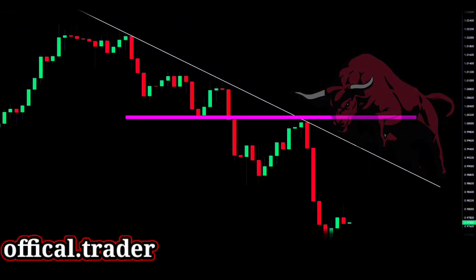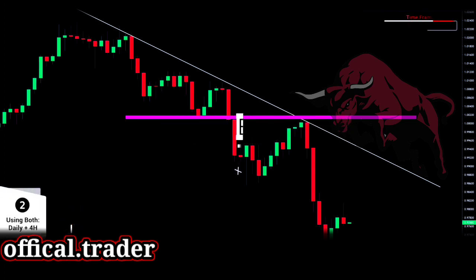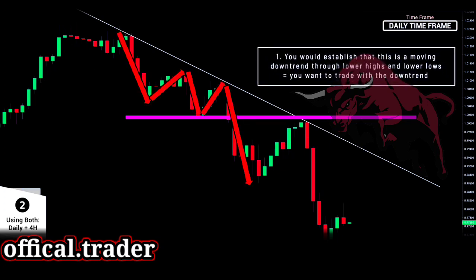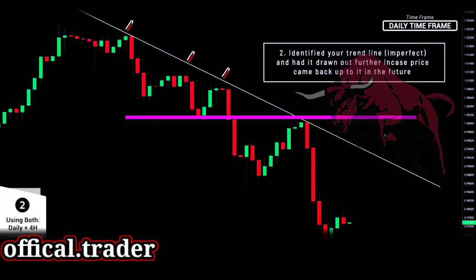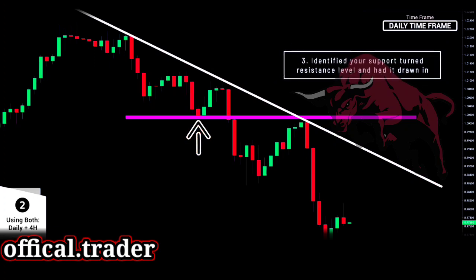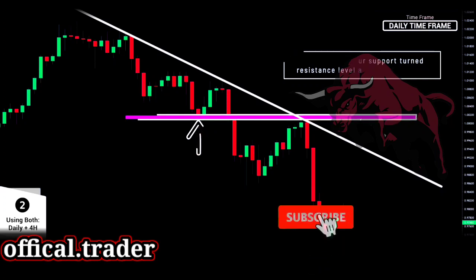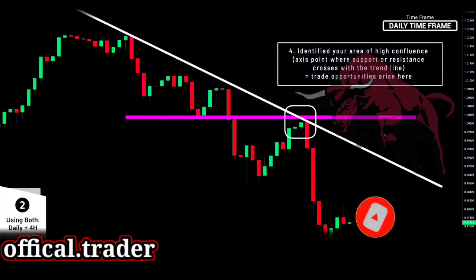So in this example, we are going to show you the same concept, but take it a step further and apply the usage of multi-time frames. Now, this is the daily time frame. We first identified that this was a moving downtrend through the lower highs and lower lows. And again, we want to trade with the dominant downtrend. You had your imperfect trend line established through these points here, so you had it drawn in and extended further down. To the left, you had your support turned resistance point here, so you had your level drawn in and extended further out. Again, this point here is where resistance and the trend line intersected and would be your access point, an area of high confluence.